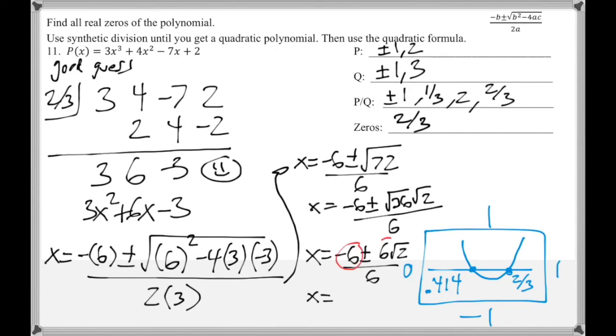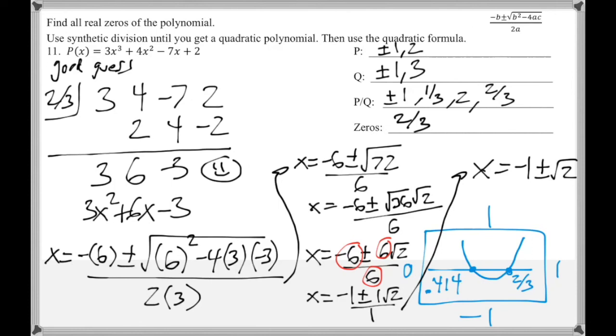And then if I divide all three of these, I can't divide what's in the radical. It has to be everything that's outside of the radical. By 6, then this would be negative 1 plus or minus 1 square root of 2 over 1, which reduces to negative 1 plus or minus square root of 2. So that's actually two answers there. And that's negative 1 plus square root of 2 and negative 1 minus square root of 2.